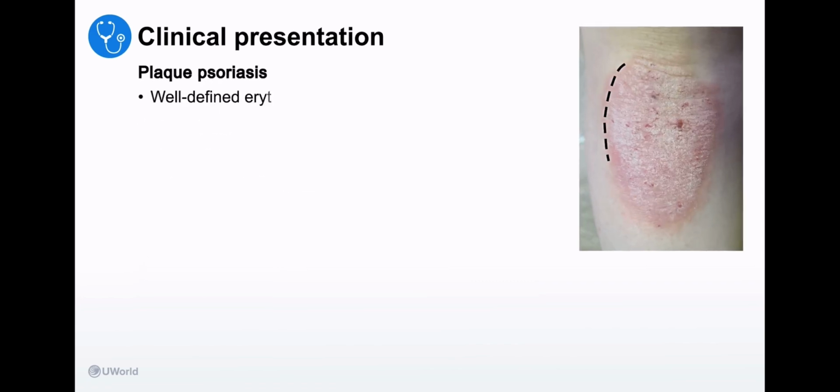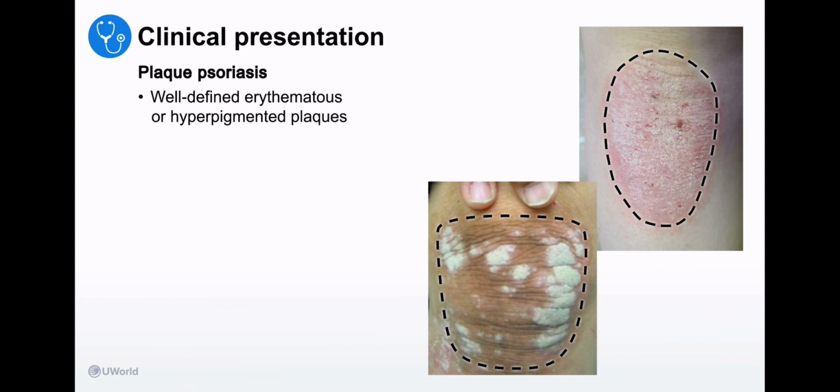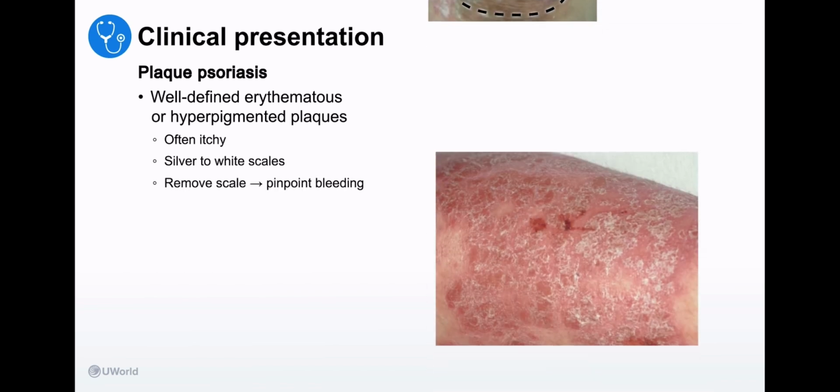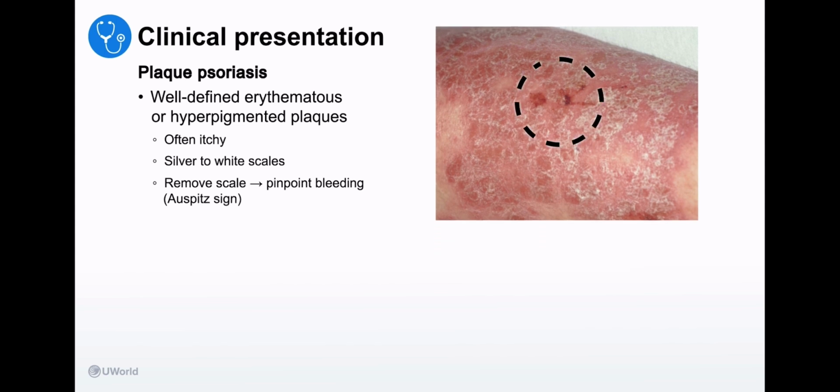Plaque psoriasis typically presents with well-defined erythematous or hyperpigmented plaques that are often itchy. The plaques characteristically have thick overlying silver to white scales. Removing the scales can cause pinpoint bleeding. This is called Auspitz sign and is a classic clinical finding.